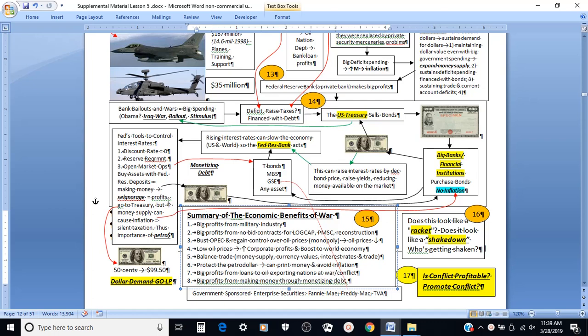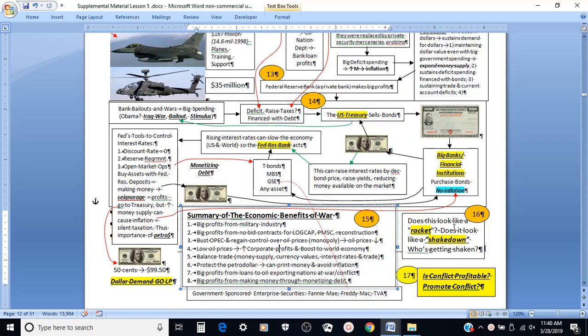You know, the Fed is a private bank, right? You also avoid inflation, which is bad for your economy. Big profits from loans to oil exporting nations, right? Okay, so you make big profits off of the loans. Big profits from making money through monetizing the debt. All right, well that's printing money here. All right, so I say here's a summary.